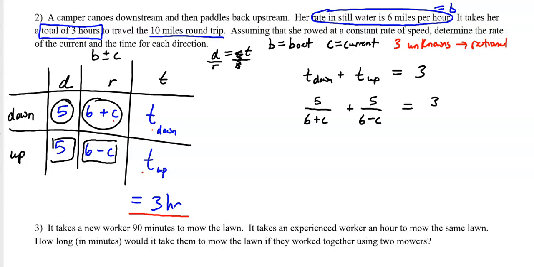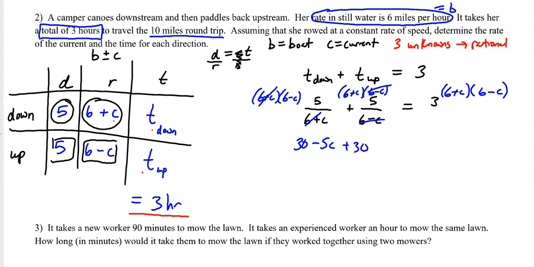So it looks like I need to get a common denominator. So my common denominator is going to be 6 plus C, 6 minus C. And I normally don't write these all out like this, but I'm trying to teach you a little something. But I usually do it a little bit faster. So now I'm going to cancel out what I got. So I got the 6 plus C and the 6 plus C, they're gone. So when I multiply the top, I get 30 minus 5C. Well, over here, these are going to cancel. So I'm going to have 30 plus 5C. Then over here on the right, I'm going to have 3 times, let's crank that out, 36 minus C squared.